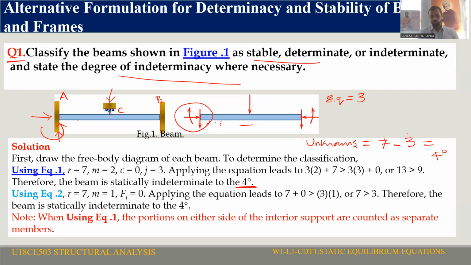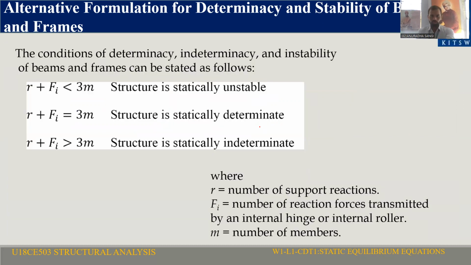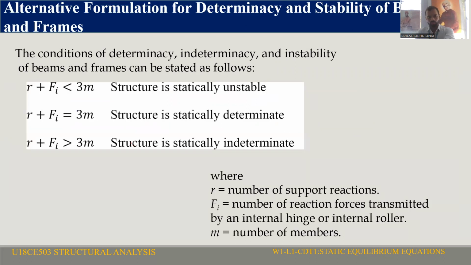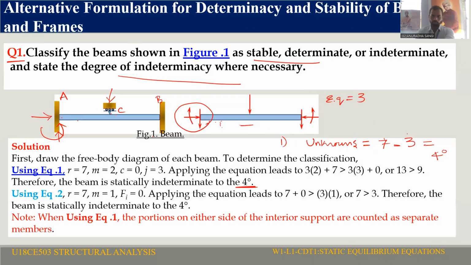So this is one method you can analyze like this, or you can calculate from the formula, first formula, second formula. From this formula also you can calculate. Okay, 3m plus r you need to calculate, and 3j plus c you need to calculate. In this problem, c will be equal to 0. That means 3m plus r is compared with 3j plus c.